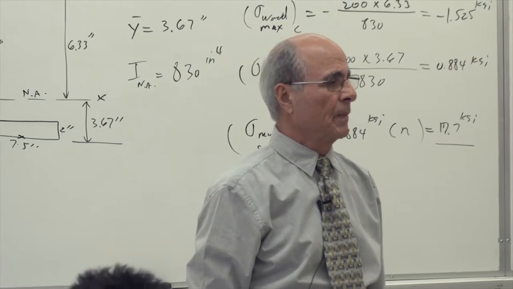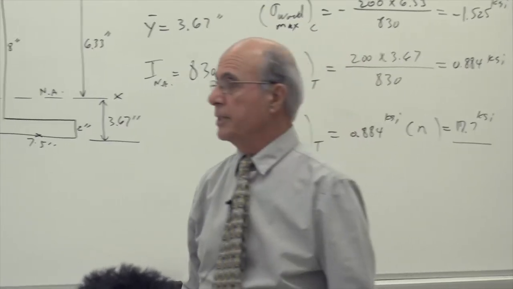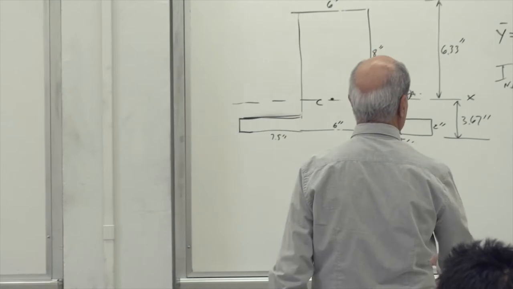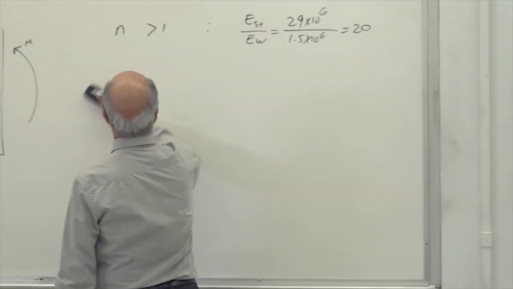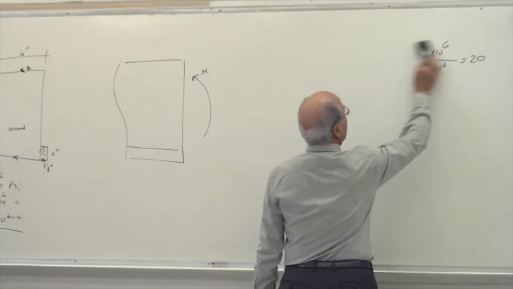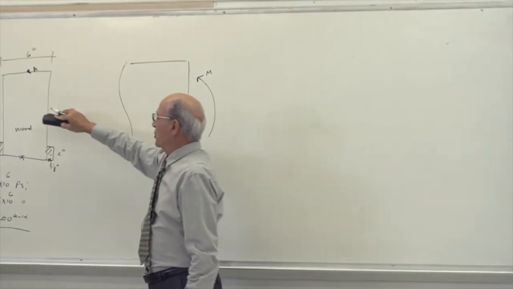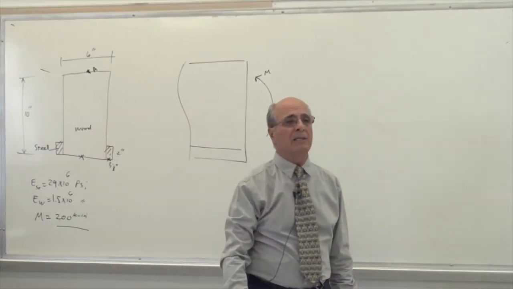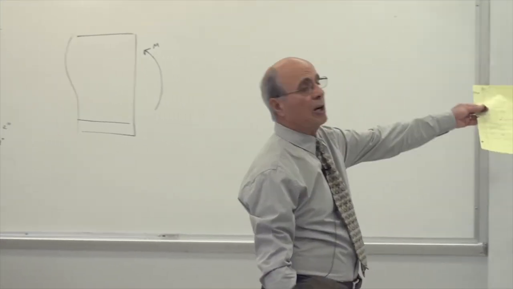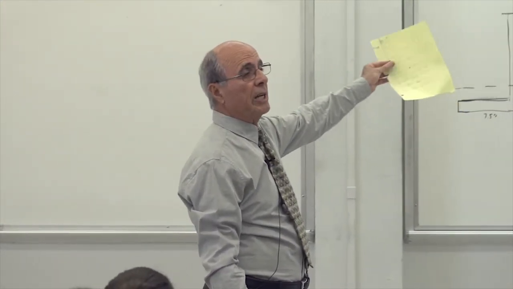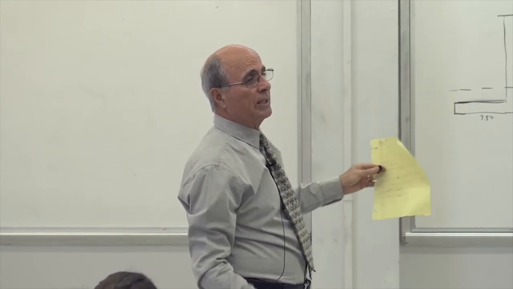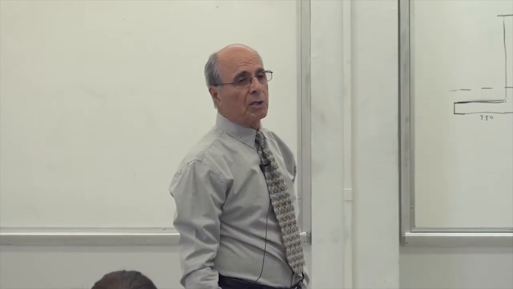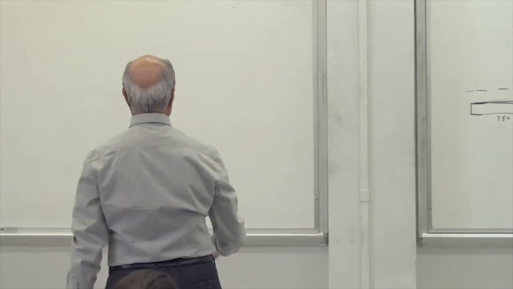Yes? Okay, all right. Now, for some of your homework, you have to decide. I'm just giving you a few hints because that's all you need. You change it at the beginning. You go either all stronger material or all weaker material. Here I had all weaker material because I chose n equal to 20. If I had n equal to 1 over 20, then I would make it all stronger, all steel. So you choose your system.